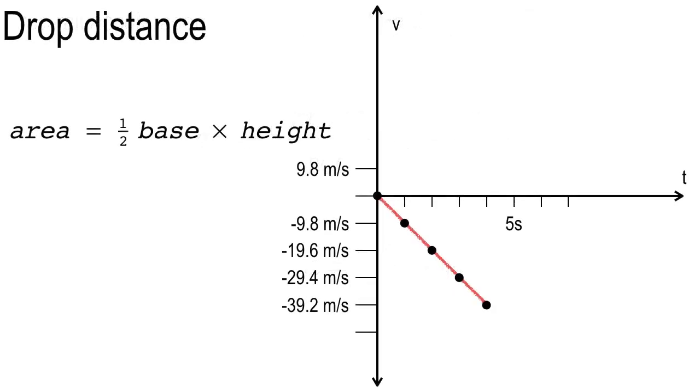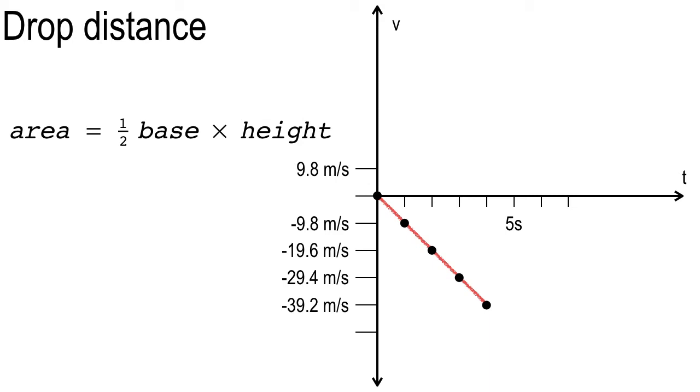All right, drop distance formula. We already know it, but let's put it together. Here's a velocity graph in red for an object that starts at rest right here at the origin of the two axes. v equals zero there. And it's acquiring downward velocity, downward speed, so it's down here in the negatives. After 1 second, negative 9.8 meters per second. After 2 seconds, the third dot at time t equals 2 seconds, negative 19.6 meters per second.